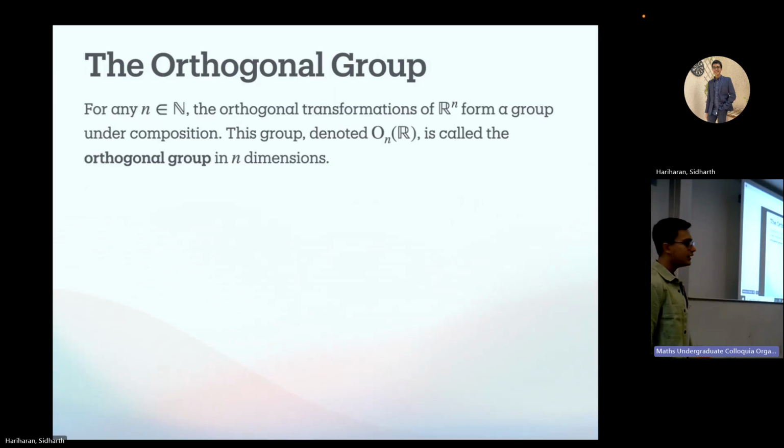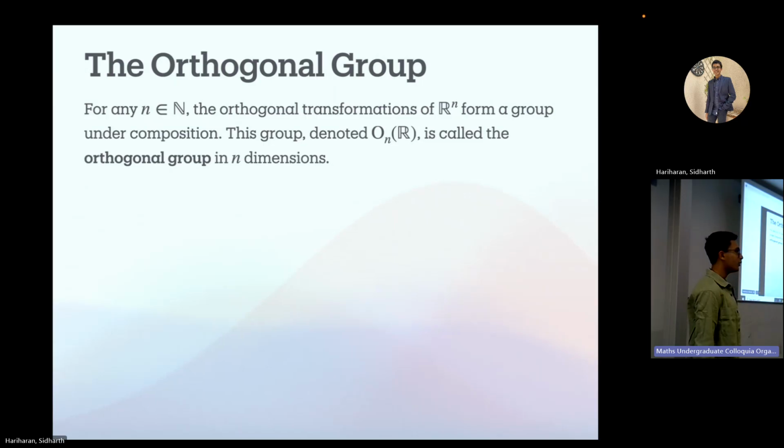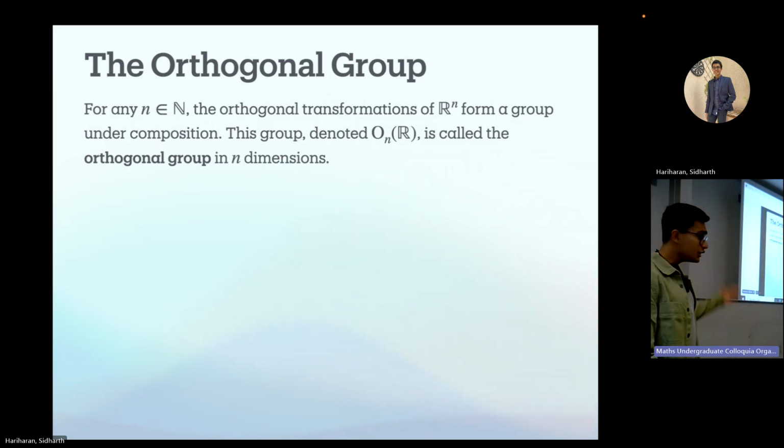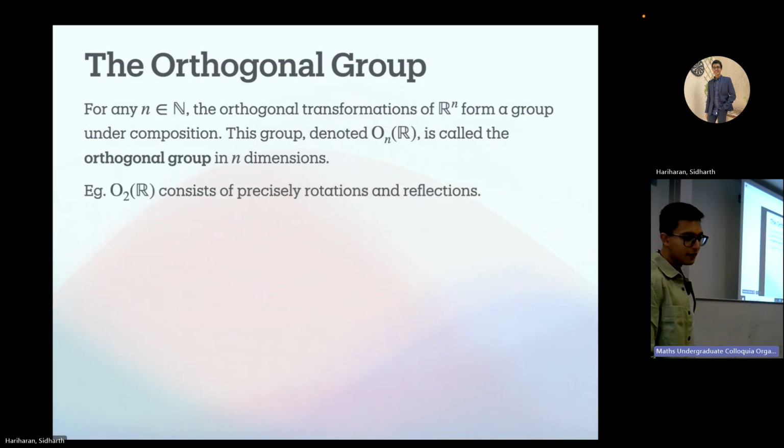For any n, the orthogonal transformations together form something called the orthogonal group, because the composition of two orthogonal transformations is an orthogonal transformation, and by definition they have inverses, and you can work out the rest. This group is usually denoted O_n(R). You might denote it O_n(C) if you're talking about orthogonal transformations of complex spaces. So this is the orthogonal group in n dimensions, by which I mean it acts on Rn.